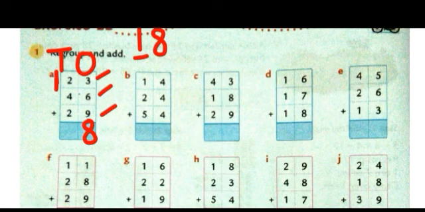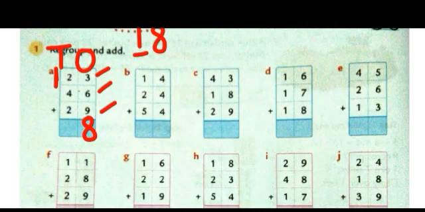So now add together. All the numbers add together. 1, 2, 4 and 2. Total we got 1 plus 2 gives 3. 3 plus 4, 7 and 7 plus 2, 9. So we will write 9 in the tens column. This is the way how we do these sums.